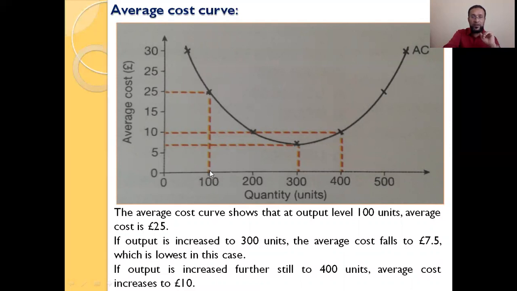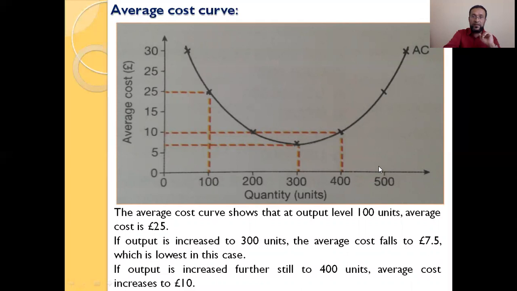Now, as output increases from 100 to 300, average cost here is 7.5. So when output increased from 100 to 300, average cost per unit fell from 25 to 7.5. All right, but if output further increases from 300 to 400, then our average cost will again increase. So here, for producing output 400, average cost is 10.